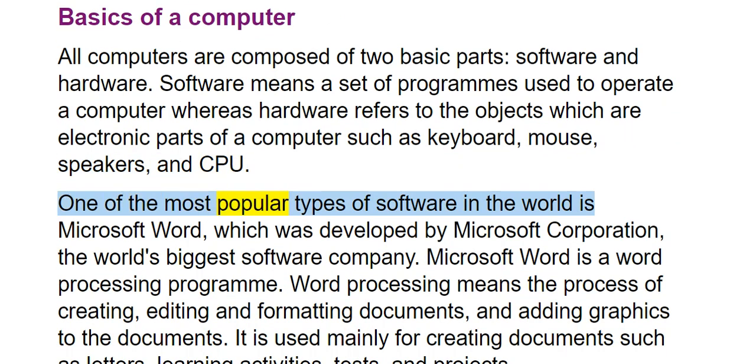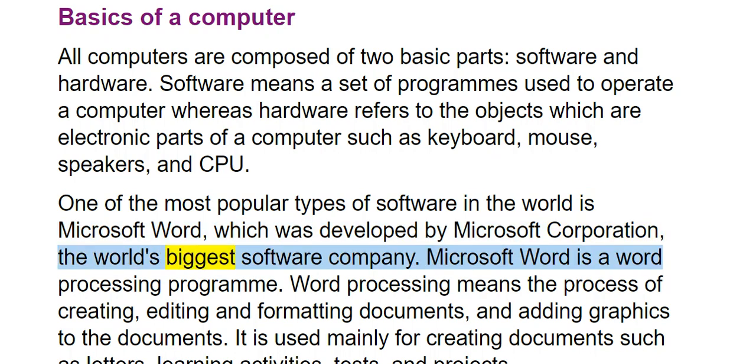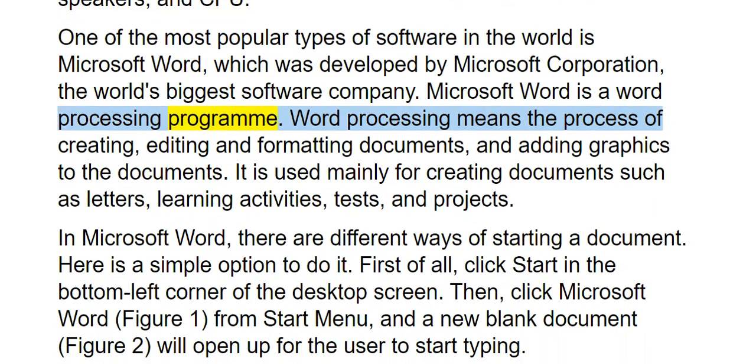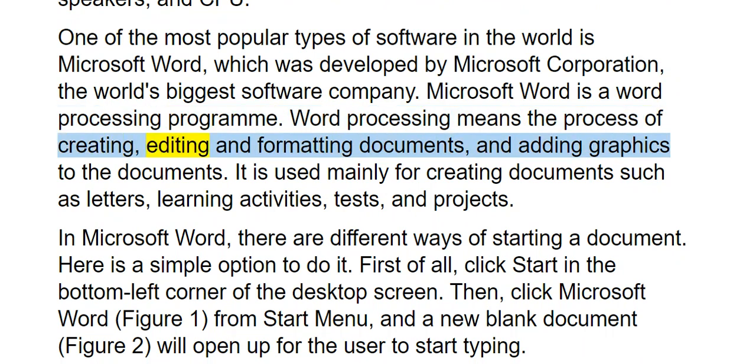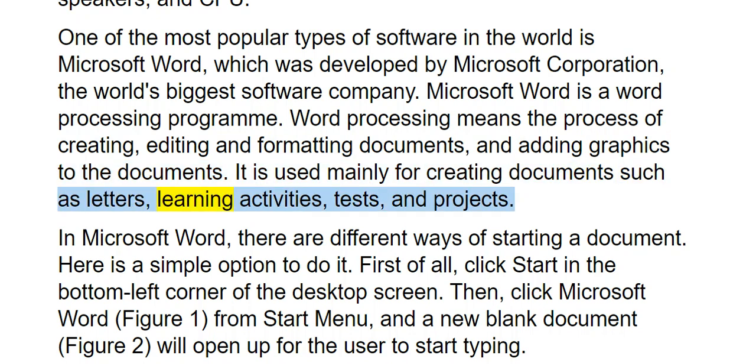One of the most popular types of software in the world is Microsoft Word, which was developed by Microsoft Corporation, the world's biggest software company. Microsoft Word is a word processing program. Word processing means the process of creating, editing, and formatting documents, and adding graphics to the documents. It is used mainly for creating documents such as letters, learning activities, tests, and projects.